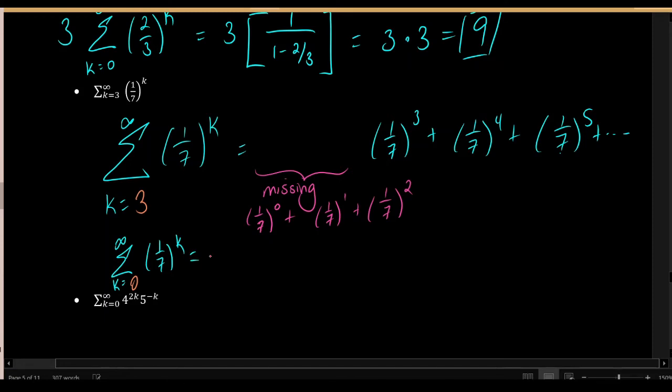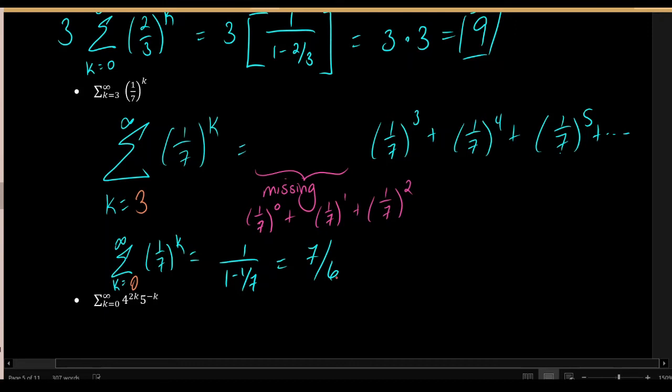Now, if we did start the sum from 0, the theorem tells us that the value of this series would be 1 over 1 minus 1/7. Or in other words, I guess it would be 7 over 6. But that's the series starting at 0. We need to calculate the value of the series if it starts at 3.